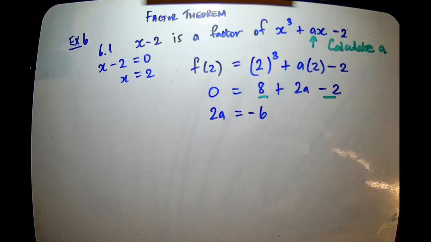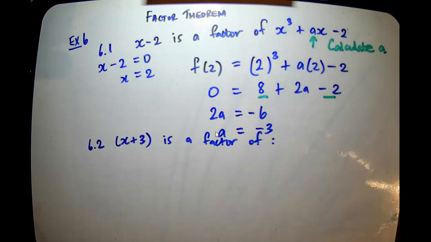So 8 minus 2 is 6. Take it over to the other side, it will become minus 6. We get 2a is equal to minus 6. Divide both sides by 2, we'll get a is equal to minus 3. Always take your answer and substitute it back and make sure you get an answer of 0. This would mean that your answer is correct. So if you take this minus 3 and put it there for a, you'll get 8 minus 6 minus 2, which will give you 0. And that's how you can check your answer.